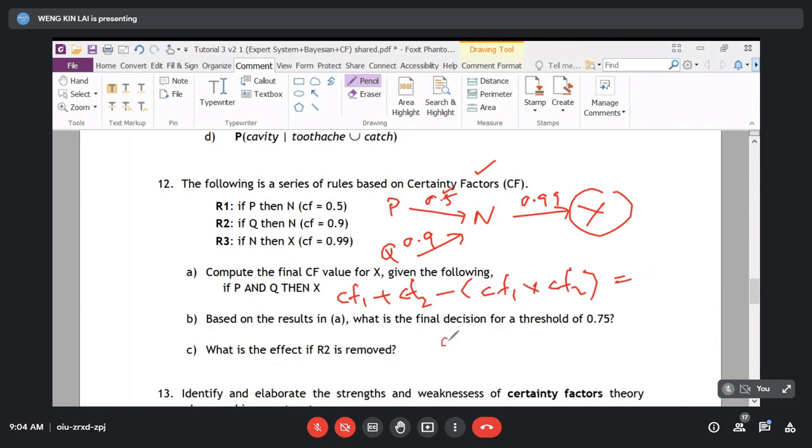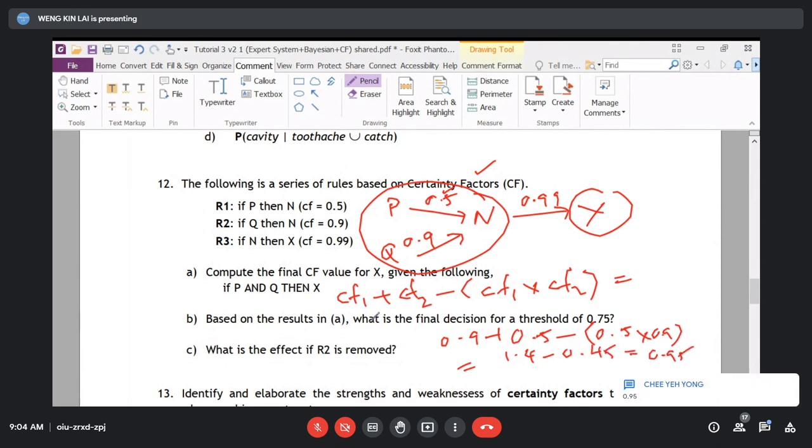So you have your 0.5 plus your 0.9 plus the 0.5 minus your 0.5 times your 0.9. This is only for parallel. This part here gives you your certainty factor for N. So this will give you 1.4 minus 0.45, which gives you 0.95. The next part here is I want to calculate X.